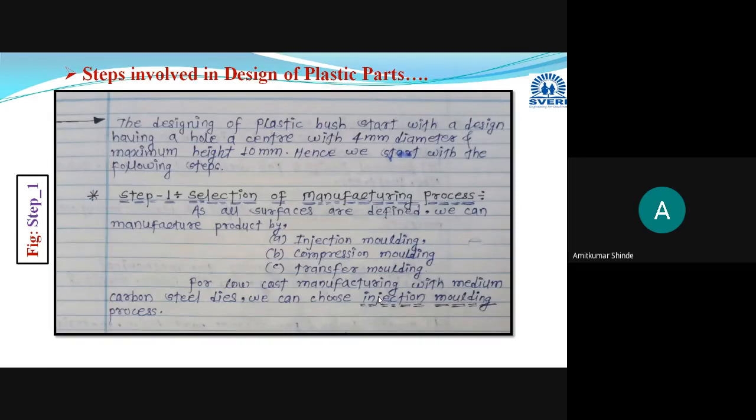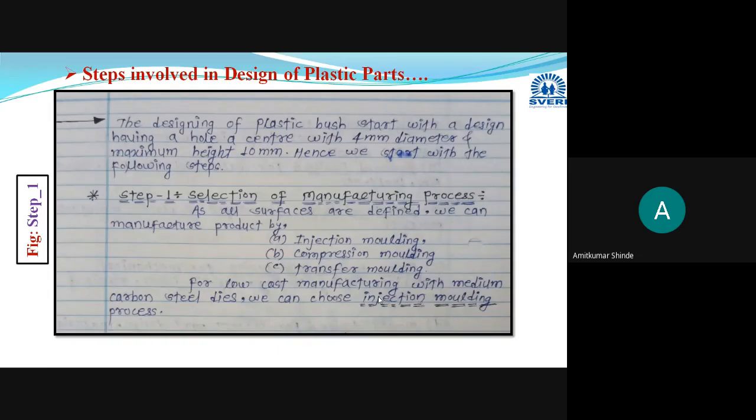Injection molding is the low cost manufacturing method, and here we are going to use medium carbon steel dies. Whichever die is required to manufacture this, that die will be manufactured from medium carbon steel material, and this injection molding or mass production can be done with the minimum cost. That's why we are going to choose the injection molding process.